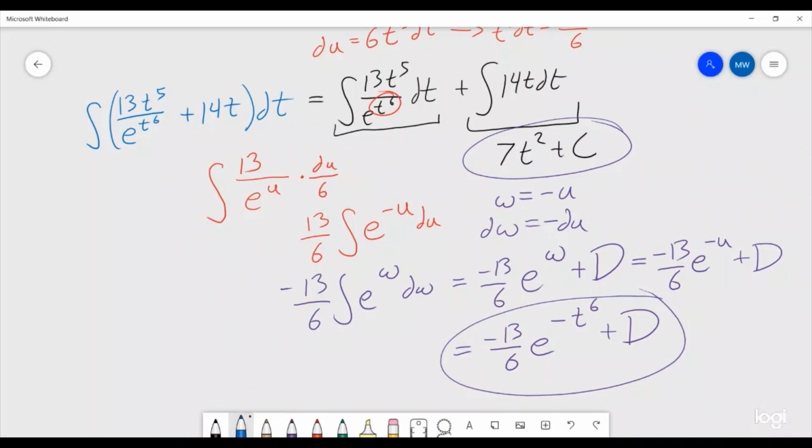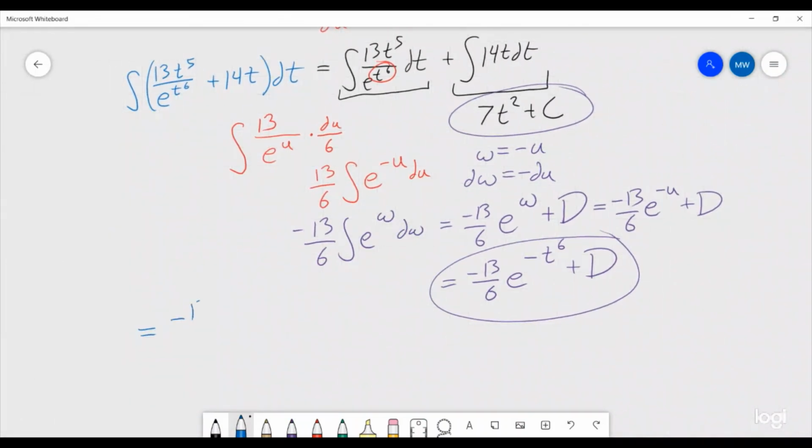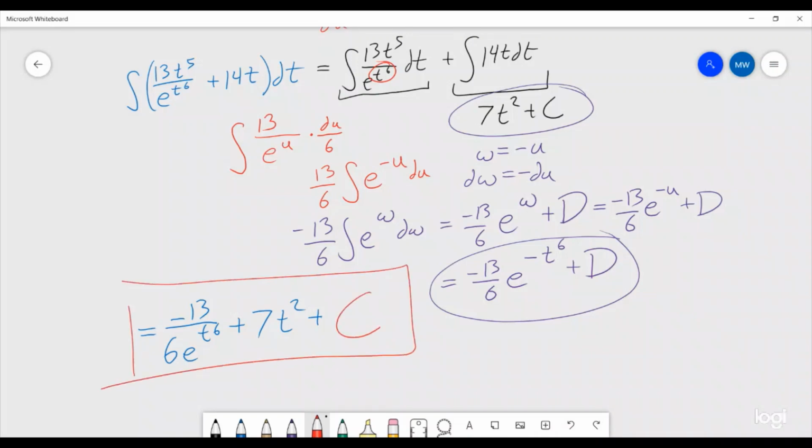So this is equal to negative 13 over 6 e to the negative t to the 6th plus 7t squared plus c plus d. Well, these are just two unknown constants, so the convention is just to combine them both together and call it a single constant. And so that is our final answer.